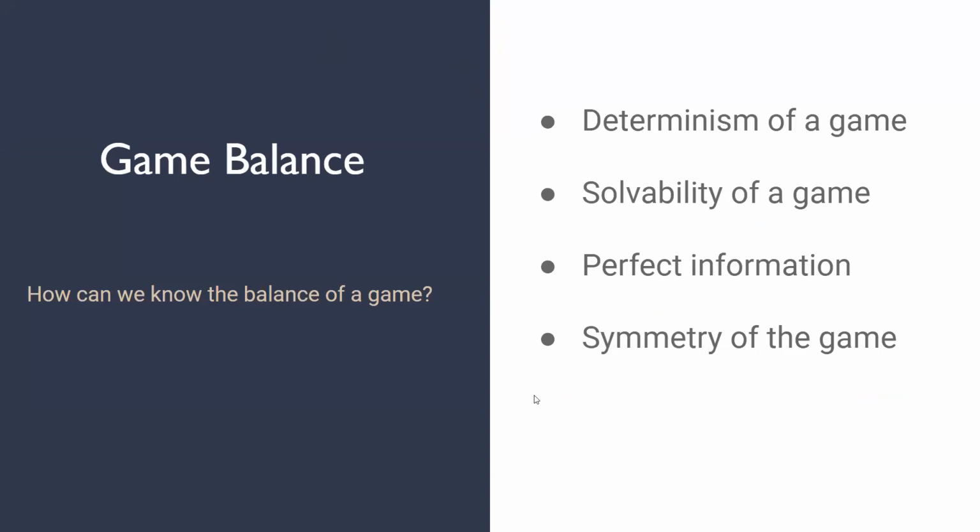Before going into meta game balance, which is important for how data science is used, there are a few parameters, like vocabularies, to determine what we can know about the balance of a game. One is the determinism of a game. A good deterministic game will have a definite action and a definite result.